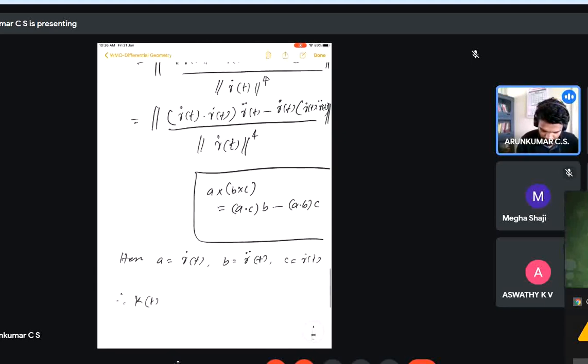So k of t is equal to the norm of, this is of that form, A dot B into C. Actually, I think this is A dot B cross C. So gamma dot t into gamma dot t cross.